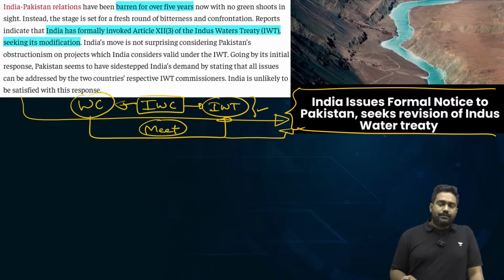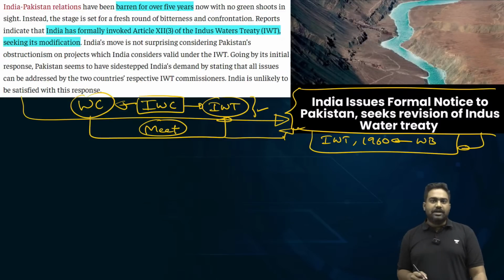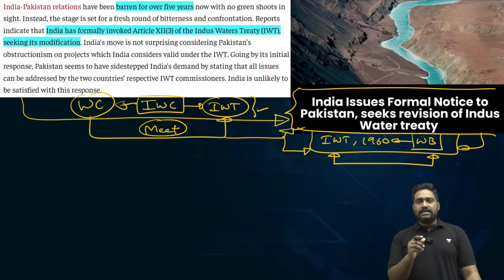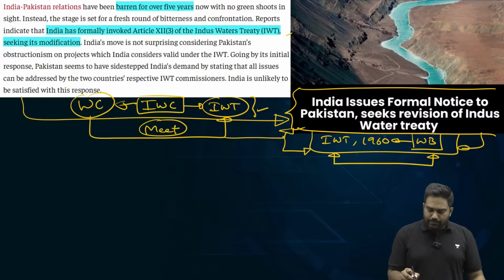This treaty is a model treaty as far as transboundary rivers and water sharing is concerned. We have signed this treaty back in 1960 with the mediation of World Bank. Despite the Kashmir issue and the first India-Pakistan war and the tensions that prevailed, the then Nehru government went ahead and negotiated with Pakistan with the mediation of World Bank to sign the Indus Water Treaty to share the waters of the Indus. The Indus is a major transboundary river with multiple tributaries, and it's a lifeline for Pakistan as well as for India, particularly northwest India.